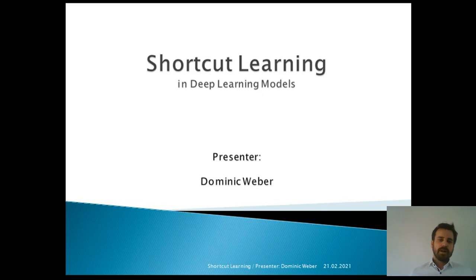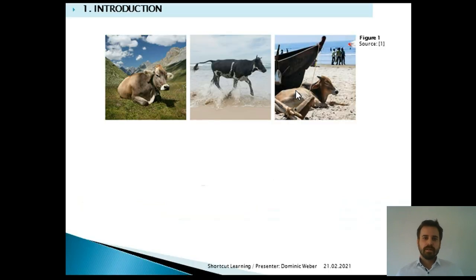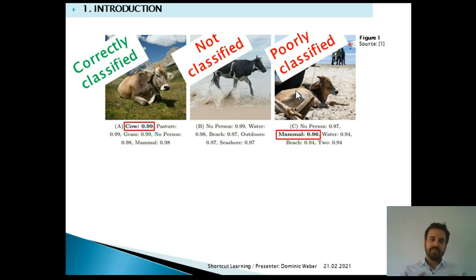My name is Dominic Weber, and this presentation is about shortcut learning in deep learning models. To introduce this topic, we have three pictures, all of which are easily recognized as cows by humans. However, some neural networks will only classify the first one of these correctly. This poor result can be attributed to the phenomenon of shortcut learning, which is widespread in deep learning.